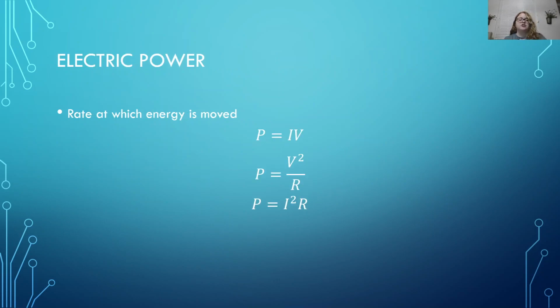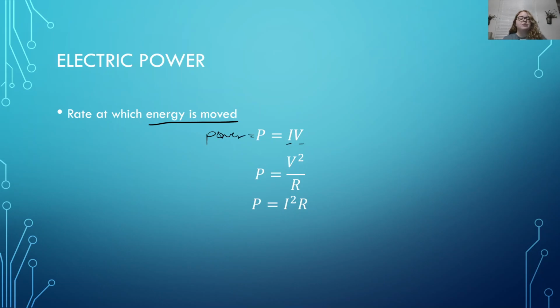Let's talk about electric power. So we've talked about power in the past, and that is power with motion, right? We talked about it with work, I believe, right after work. And for electric power, it's going to be the rate at which energy is moved. So power is going to be equal to current times voltage. Okay, so this is equal power.